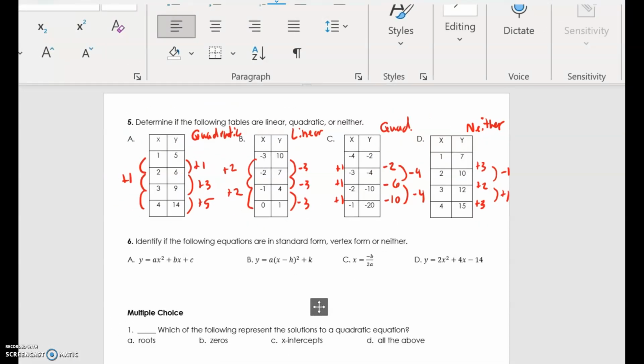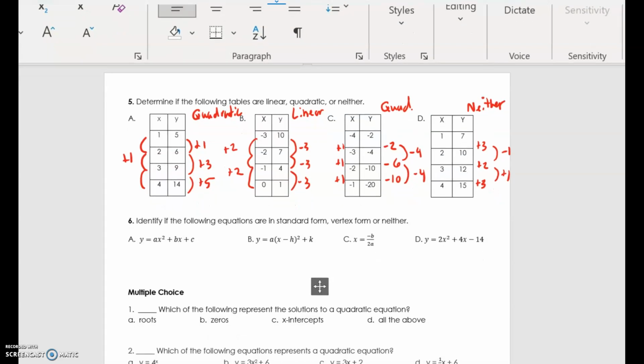Okay, so make sure you can identify, looking at tables, if it is quadratic or not. If that's kind of confusing for you, you could graph the points and see if it's making a U shape or a parabola, right? Or a linear or a line.